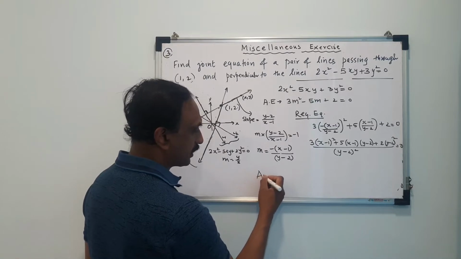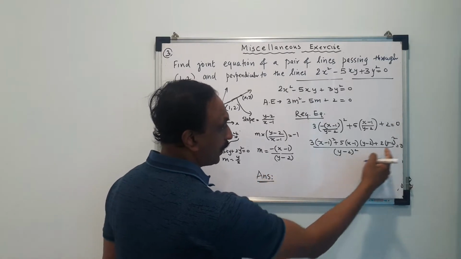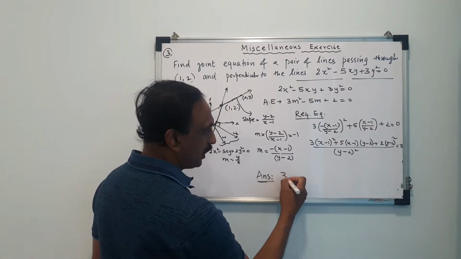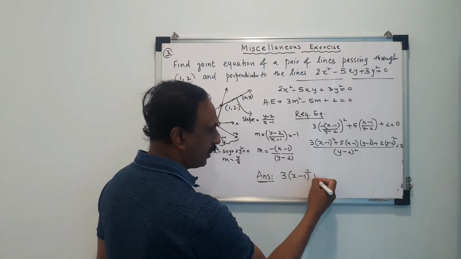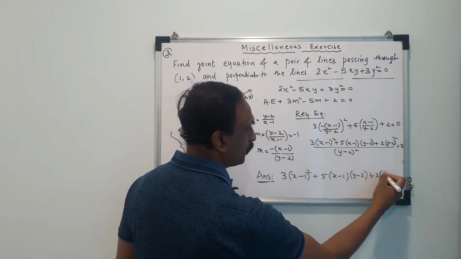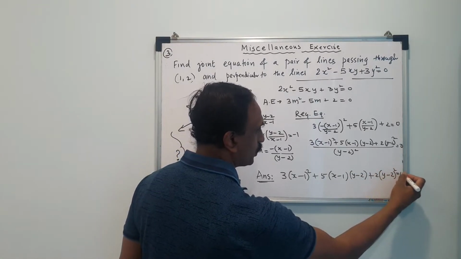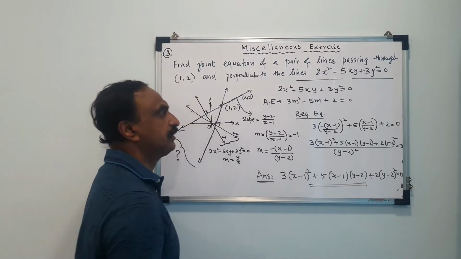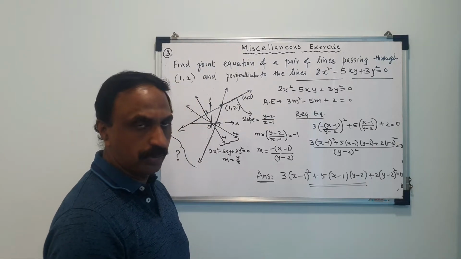So my final answer, cross multiplying the denominator with 0, is 3 into (x minus 1) the whole square plus 5 into (x minus 1) into (y minus 2) plus 2 into (y minus 2) the whole square equal to 0. This will be my final answer for this problem. So very easy to remember.